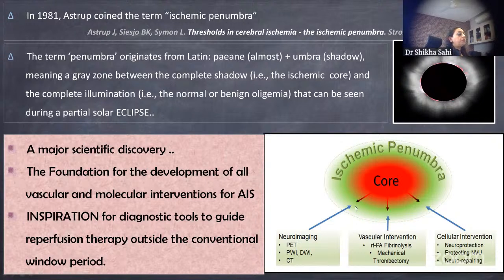So all neuroimaging is directed at estimating this penumbra, how much penumbra is left, even if the patient has come out of the conventional time windows. And all the vascular interventions are directed towards this, as well as the cellular interventions.